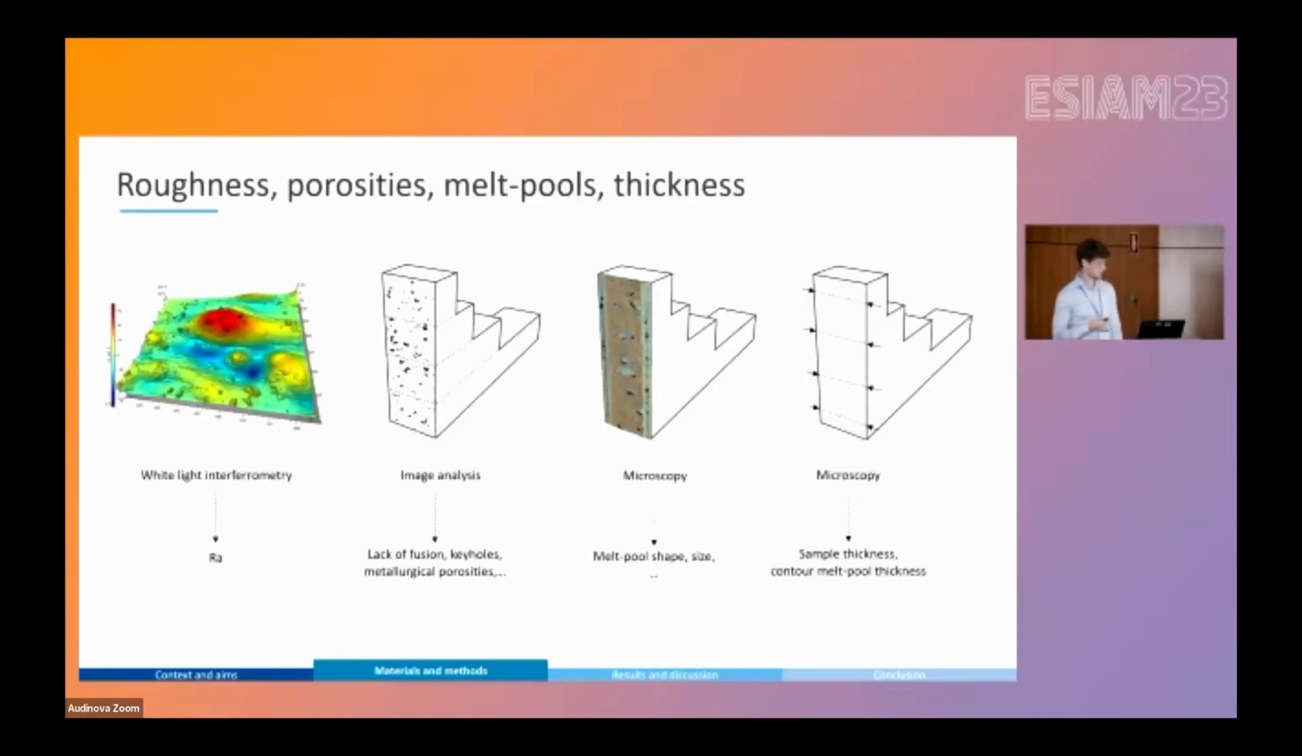On all our samples, we did a lot of characterization. Of course, we did roughness characterization because the first effect we saw was on the surface of the samples. But we also studied the porosity, the microstructure, the melt pool shape, and also the thickness of the samples and the contour melt pool thickness, because those are the measurements that we can easily make after the process. So we have 48 samples.